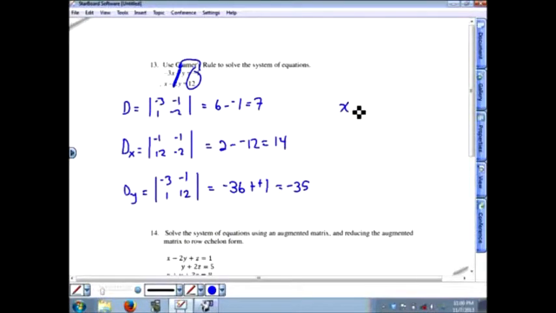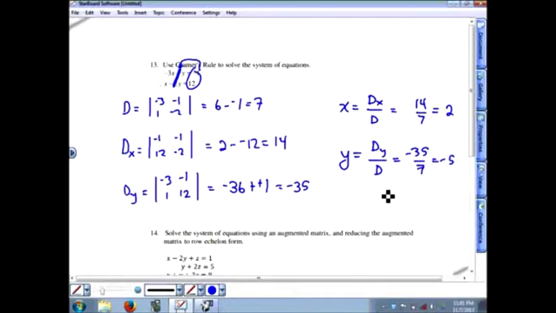Now Cramer's rule says that your x value is D sub x divided by D, which is 14 over 7, which is 2. The value for y is D sub y over D, which is negative 35 over 7, negative 5, so your solution is 2, comma negative 5.